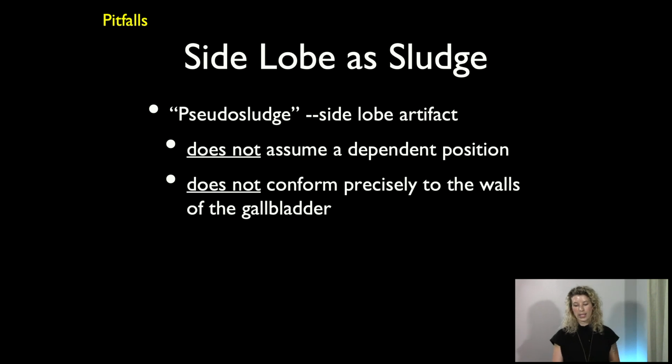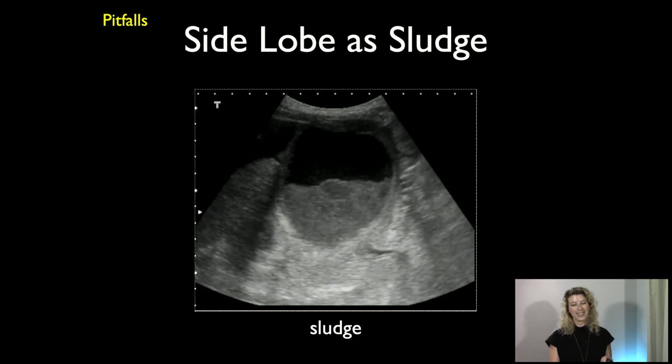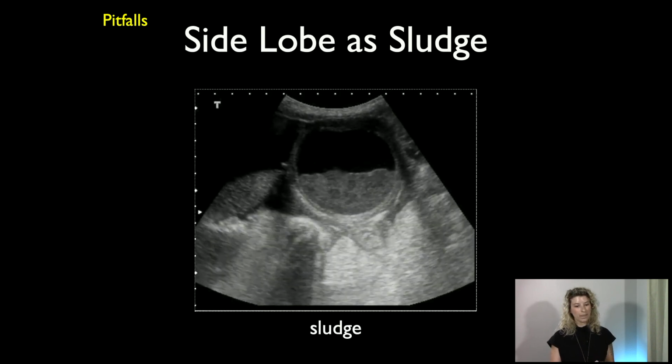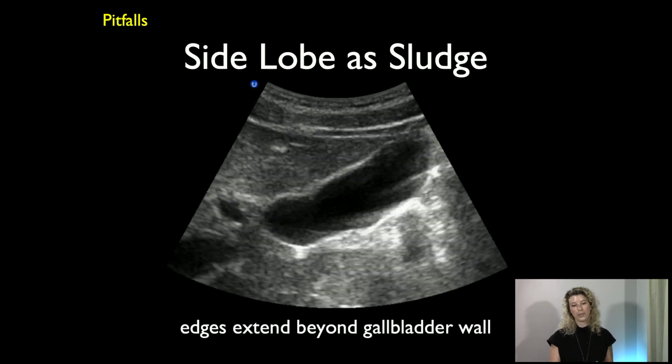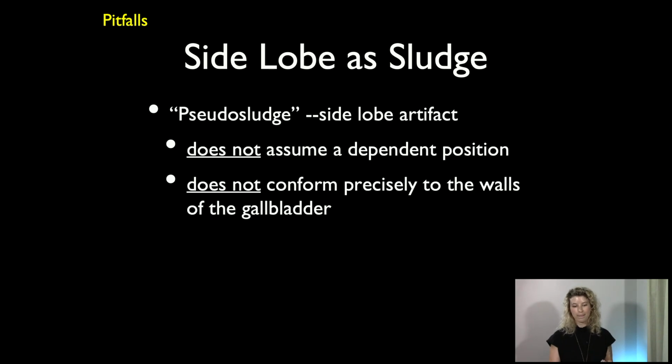So it's not dependent. Physics-wise, it doesn't make any sense. So it's a good clue that it's not real pathology. So this is real sludge. And this is real sludge with stone in it, as opposed to this, which is side lobe artifact. Okay.